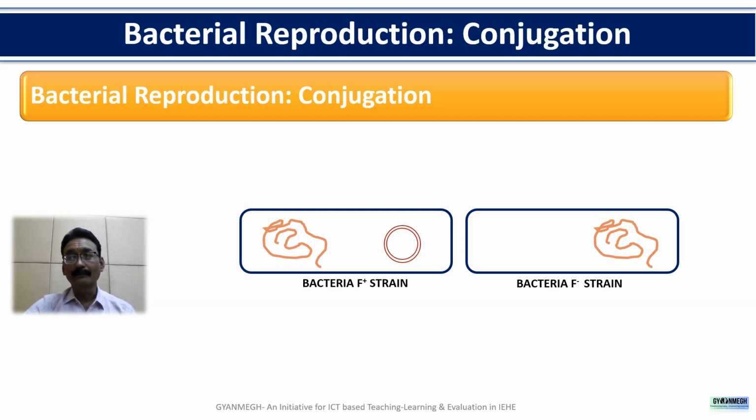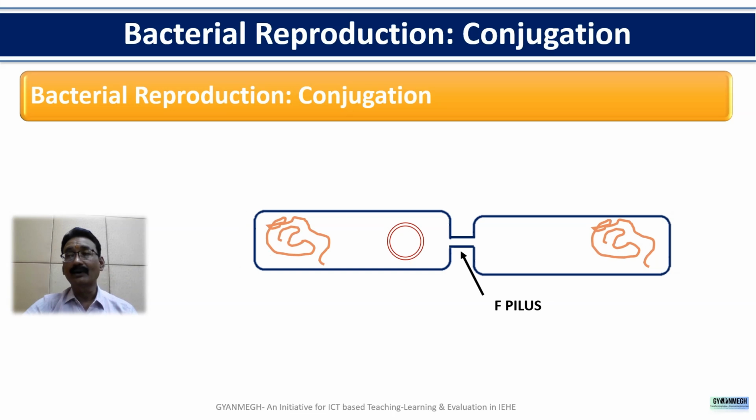The process begins with the formation of a pilus, a thin hair-like appendage that extends from the surface of the F plus donor cell. The pilus contains protein subunits encoded by the F factor. In this way, the donor cell extends a pilus towards the recipient cell and establishes physical contact. The pilus interacts with the F minus recipient cell, bringing the two cells in close proximity. This physical relationship is necessary for the transfer of genetic material.